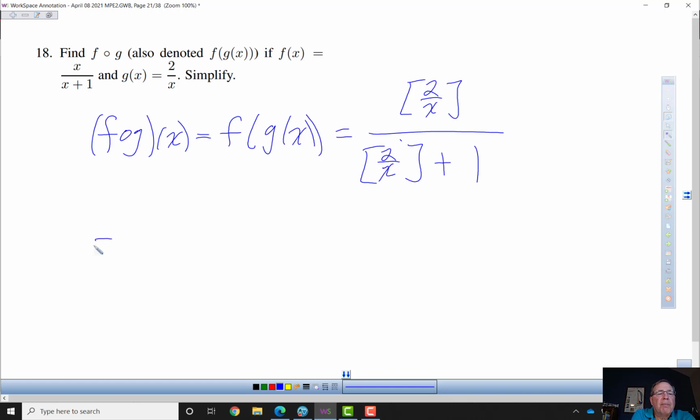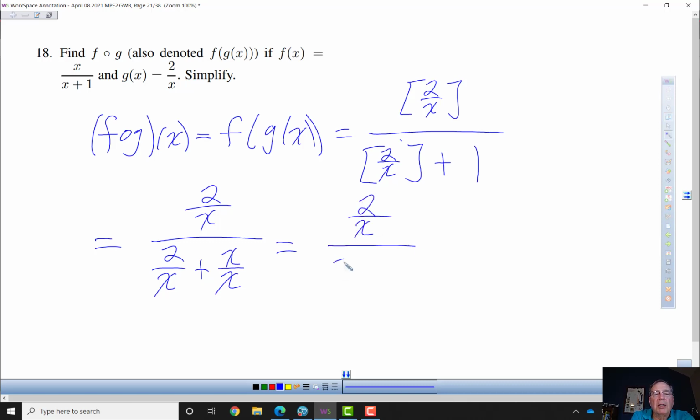So now, to add these two fractions, I need a common denominator. So this is going to be 2 over x and 2 over x, and then I'm going to add 1 in the form of x over x. So in my denominator, I can add those two fractions together. So I'm going to get x plus 2 over x. And yeah, I changed the order, but you can do that with addition.